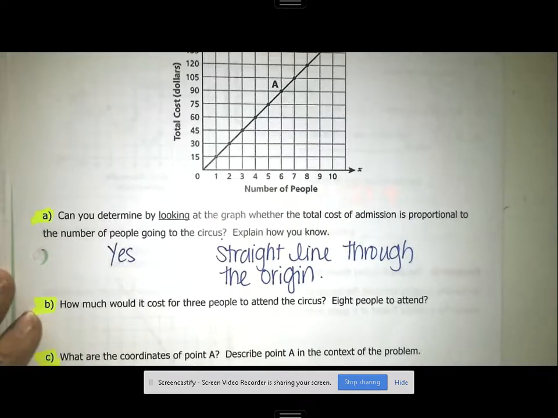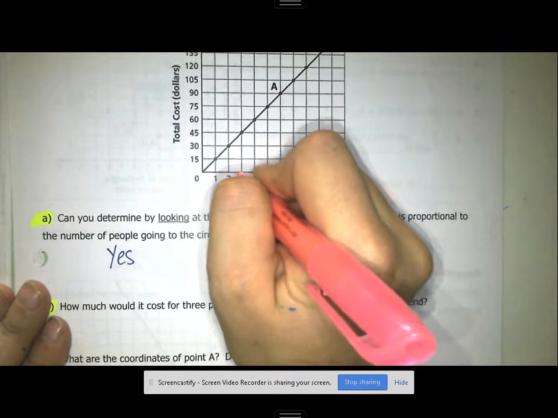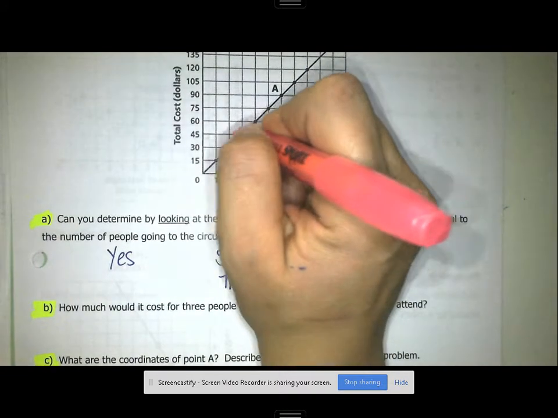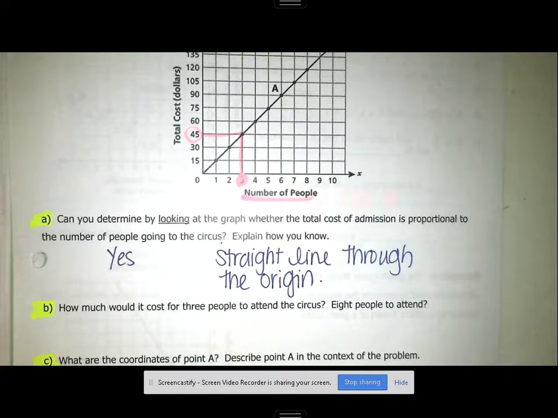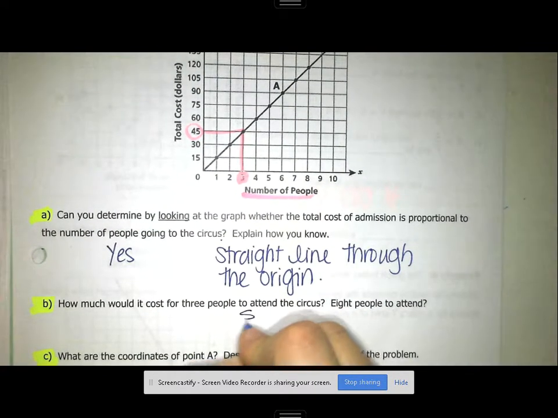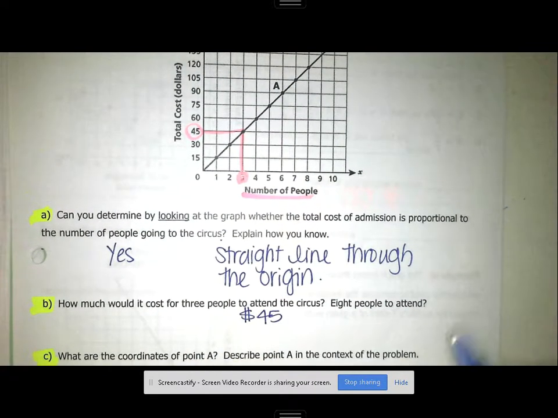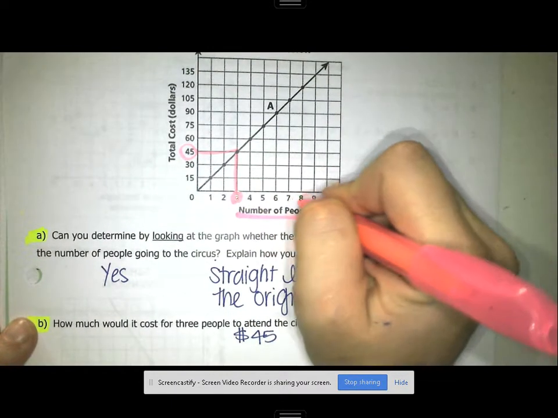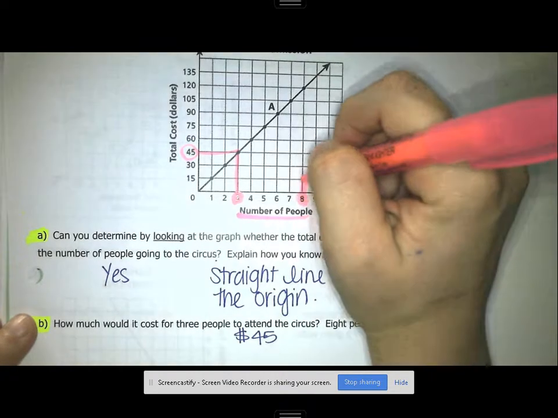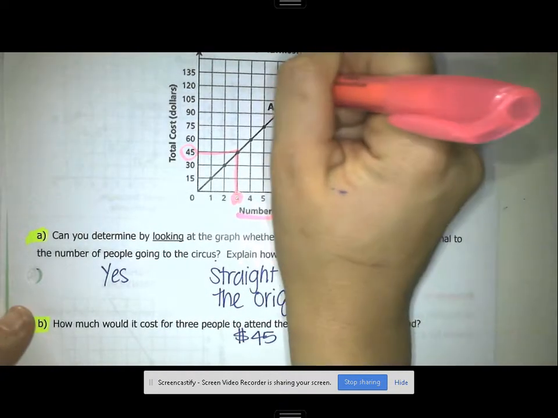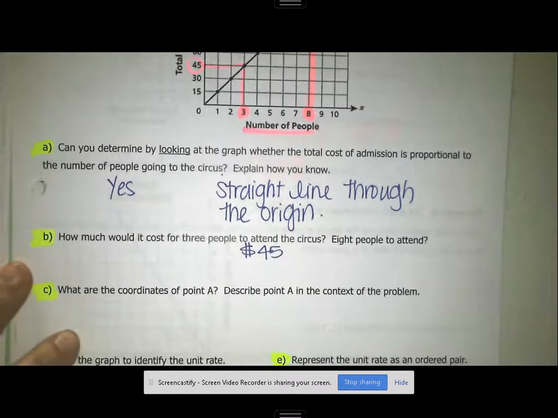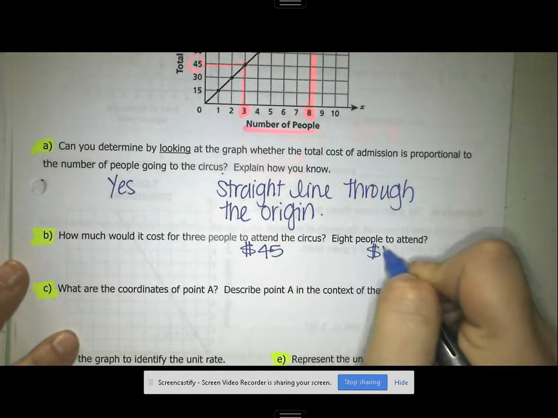So, how much would it cost for 3 people to attend the circus? Let's find number of people, 3. You go up to the graph and over to the cost, and you find that for 3 people to attend the circus, it is $45. How much for 8 people to attend? Number of people, 8. Go up to the graph, go over to the cost. So if it's 8 people, it is $120.